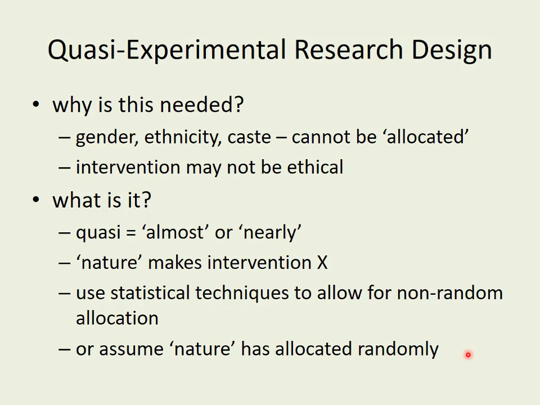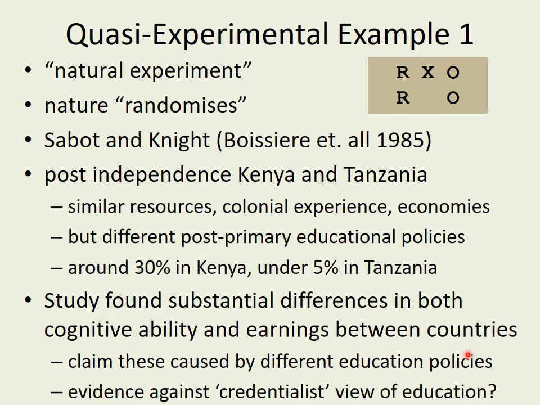And we'll have examples of these. In actual fact, you'll spend a lot of time on these in the semester because it's often very difficult to do an experiment. So here's an example of what it would look like in this notation, if you can assume that there's a natural experiment, so nature is randomized.